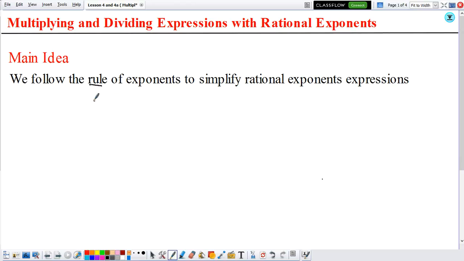And that answer, we're going to rewrite in radical form, which means we're just going to rewrite that in square root form. That's all we're doing here. We're going to apply the rule of exponents to simplify, and that simplification we're going to rewrite in root form. So we follow the rule of exponents to simplify rational exponent expressions.